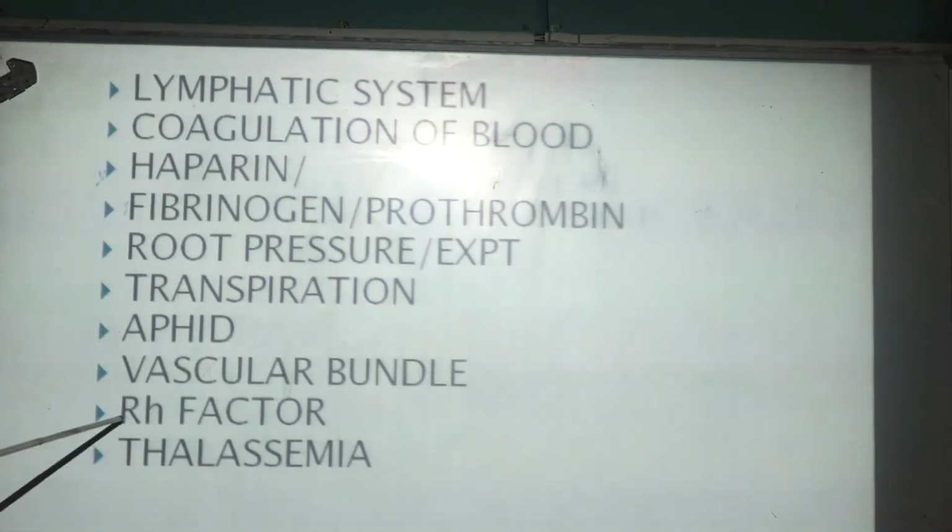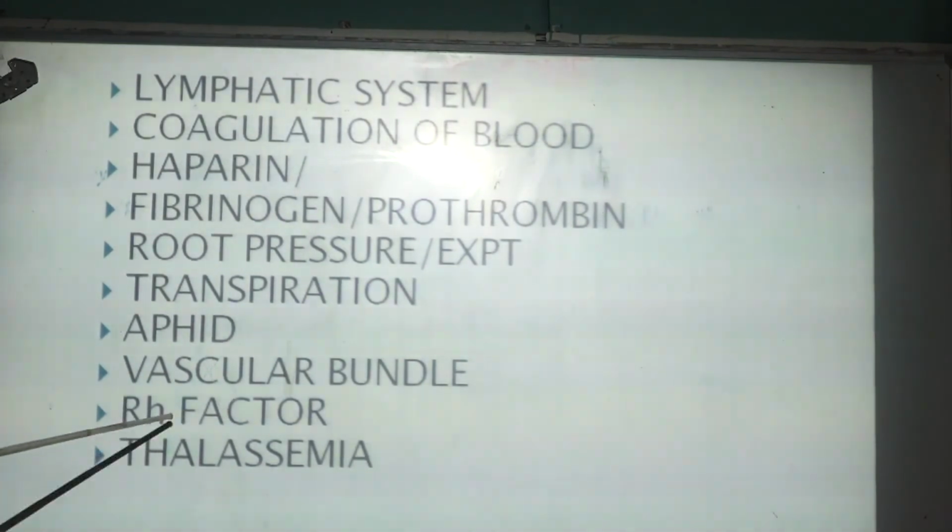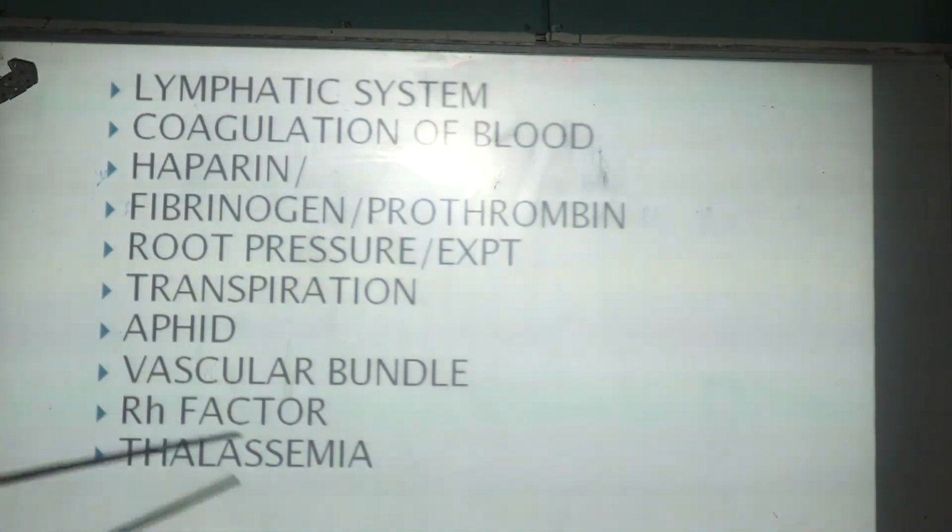Then the Rh factor, this is the factor that is confined to blood groups. By means of Rh positive and Rh negative, the blood groups are further divided into many. And thalassemia is a kind of disease that is related to blood and blood loss.